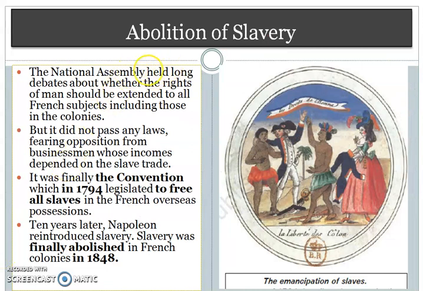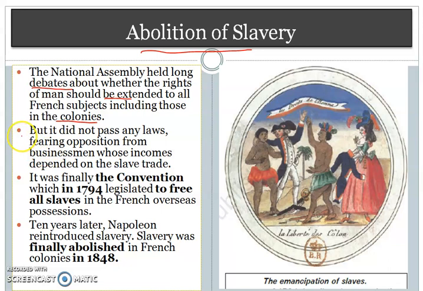How did this triangular slave trade come to an end? That's what we call the abolition of slavery. The Constitution of 1791 provided rights to the citizens. But there were debates over whether these rights should be extended also to the people who are living in the French colonies.